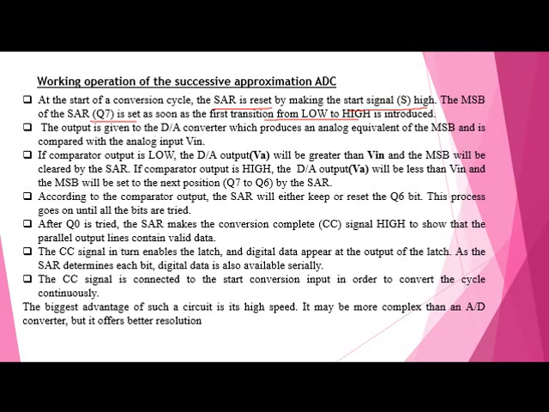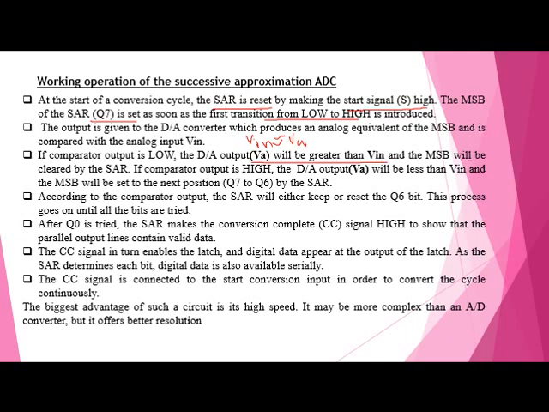This means Vin is compared to VA. Depending on whether Vin is greater than or less than VA, the output of the comparator changes. If the output of the comparator is low, then the digital to analog converter output VA is greater than Vin.